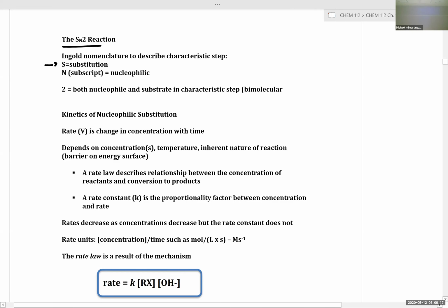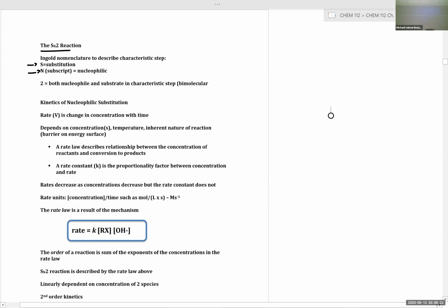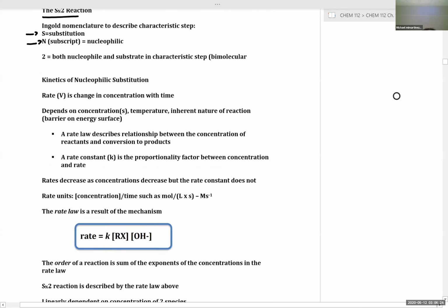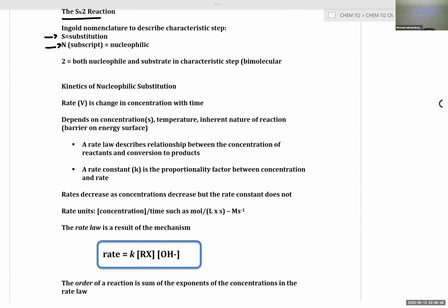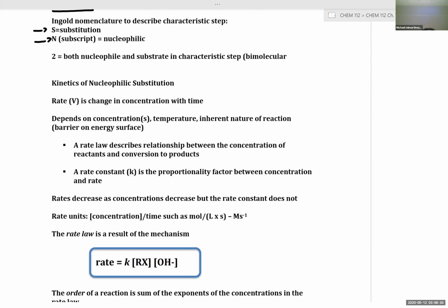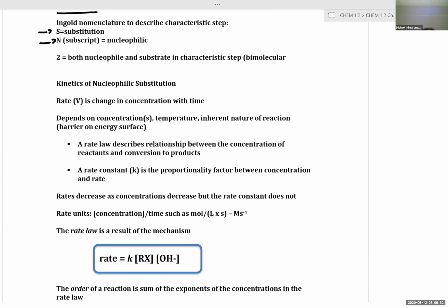So S for substitution, N for nucleophilic, and 2. And this 2 says both our nucleophile and substrate react in the characteristic step. So this is a bimolecular process.